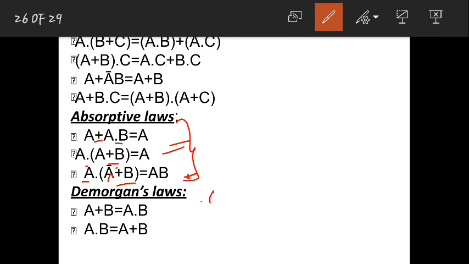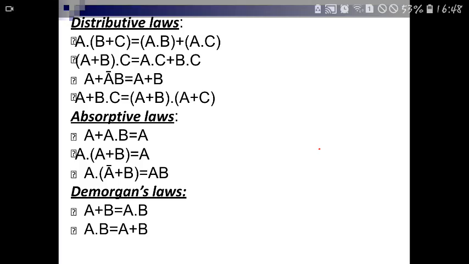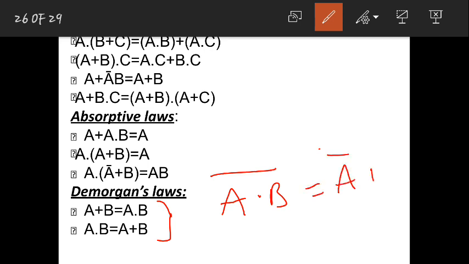Next, De Morgan's law, a very important law, so they will also ask you to define it. Generally what we write is De Morgan's law: A dot B whole complement will be equal to the individual complements, and instead of the AND operation you get the OR operation between them.